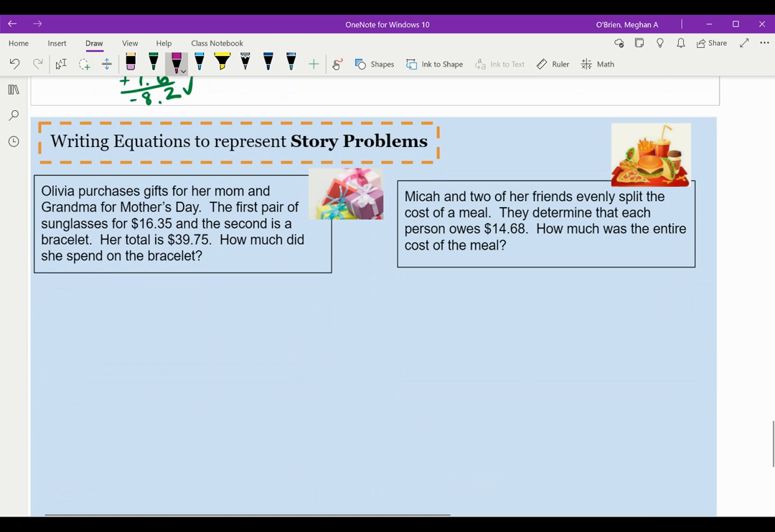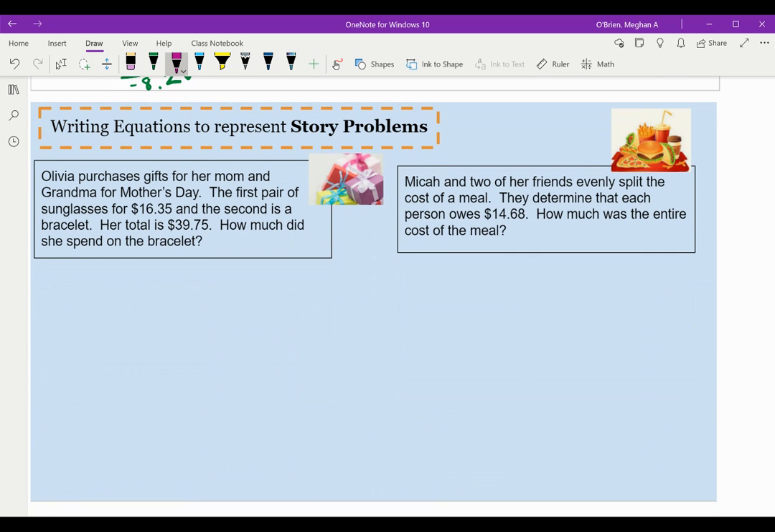Okay, story problems. Last learning target here. Olivia purchases gifts for her mom and grandma for Mother's Day. The first pair of sunglasses, there's a little typo, sunglasses are $16.35. And the second gift is a bracelet. So her total is $39.75. How much did she spend on the bracelet?